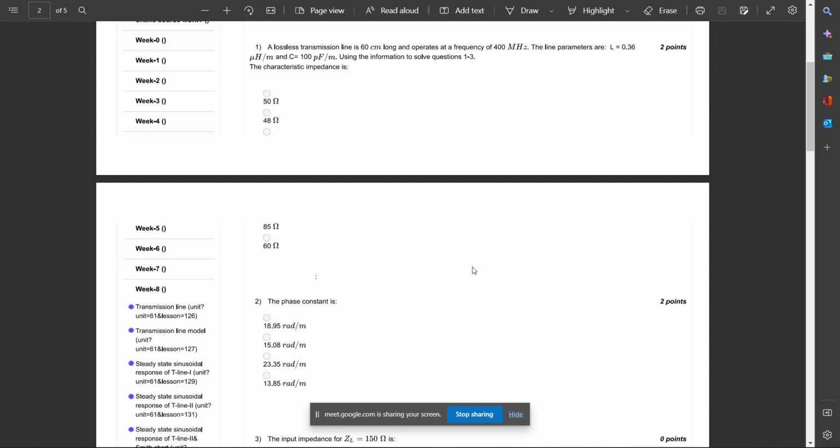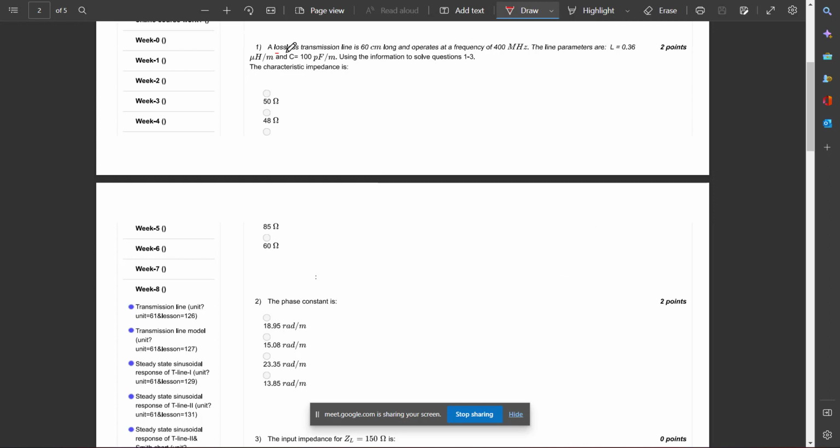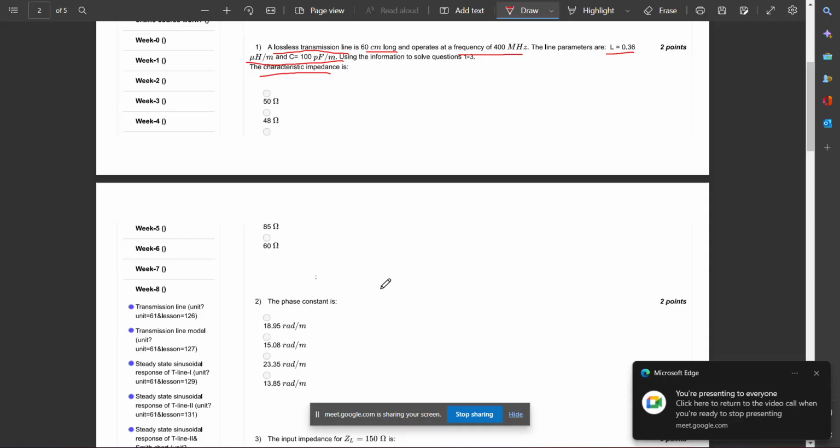In the first question, the most important thing you need to notice is that the transmission line is lossless, right? Another thing is that it is operating at a frequency of 400 megahertz, and then L and C are given. What is asked here? The characteristic impedance is asked. L is given, C is given, and the frequency as well as the length of the transmission line is given to us. So can someone tell me how to solve this question?